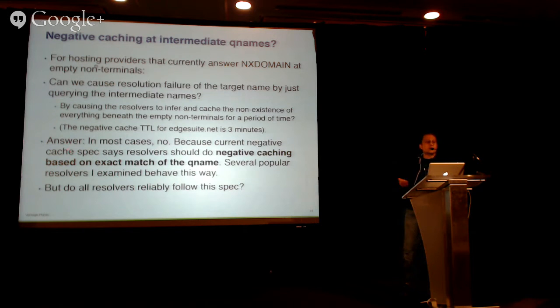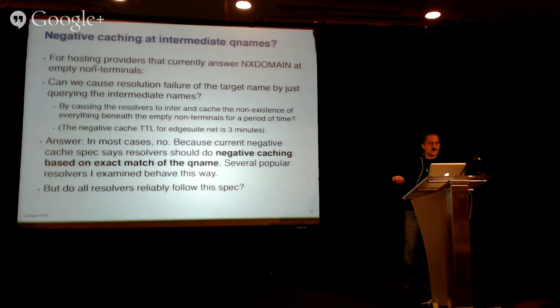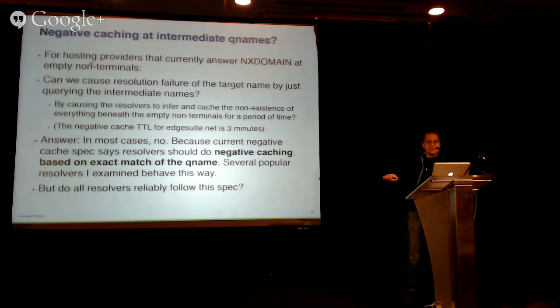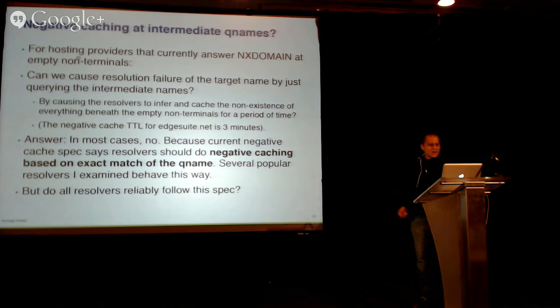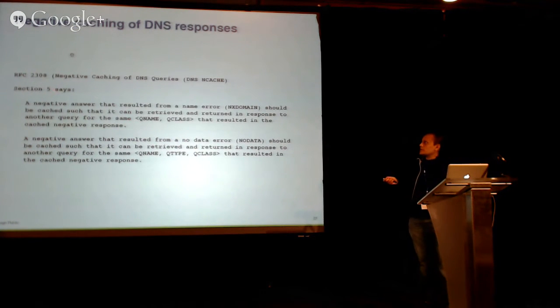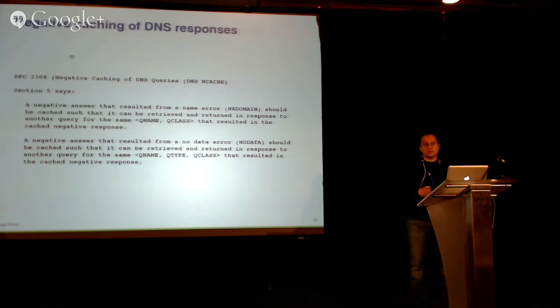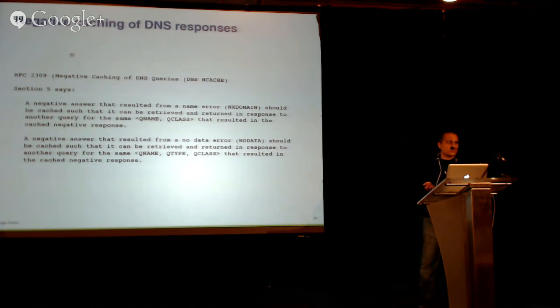However, I tested this out on a few popular resolvers to see if this happened or not, and it clearly didn't. Otherwise, Akamai and Cloudflare would have known this fact many years ago. It surprised me a little bit, and I found out that the actual current negative caching spec, RFC 2308, which somebody remarked was written in 1998, maybe things have changed now, says to do negative caching based on exact match of the query name and not by implication anything below it. That's what it currently says, and that's what it looks like almost all resolvers implement today.